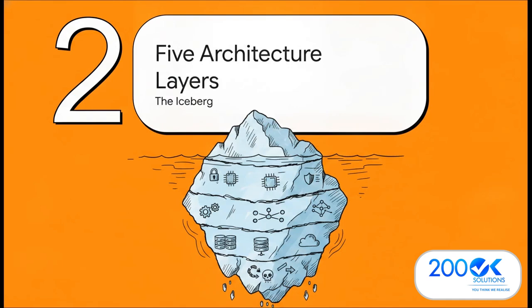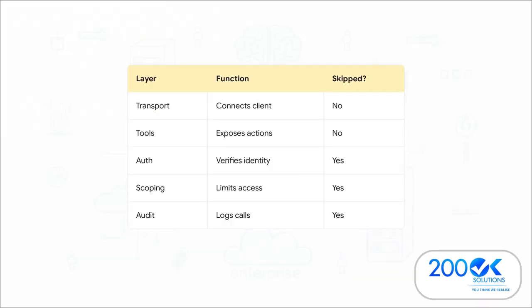Moving right along to section 2, the iceberg, which covers the 5 architecture layers. I like to call this the iceberg model, because what you usually see on the surface in those quick 5-minute tutorials is just a tiny fraction of what you actually need. A true production-grade server has 5 layers.